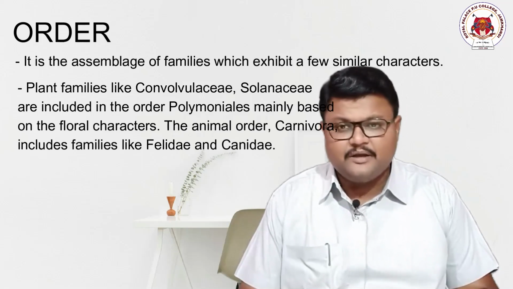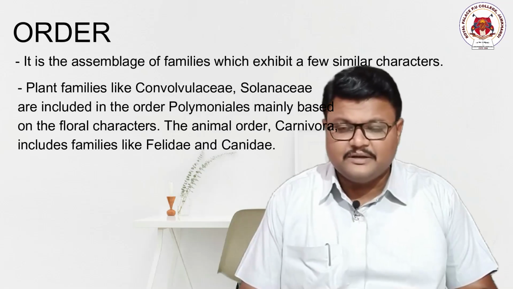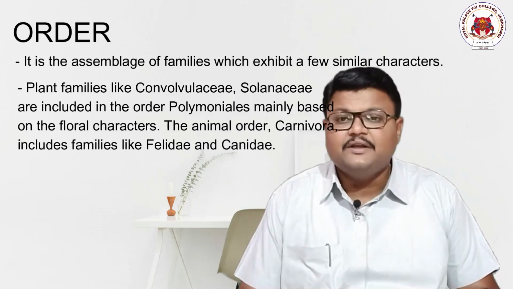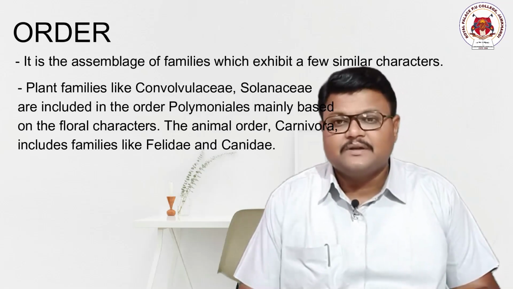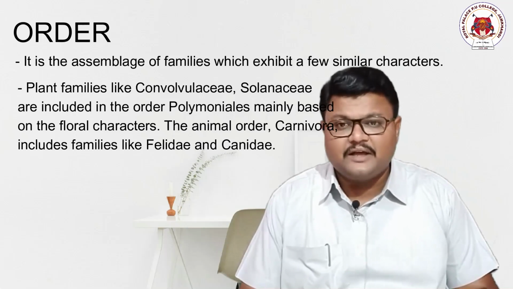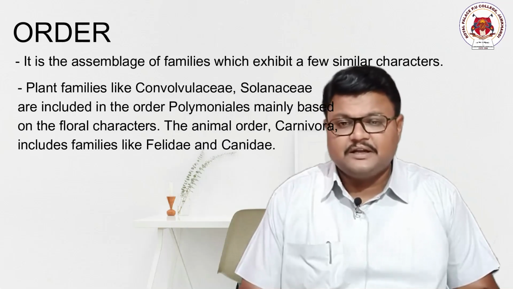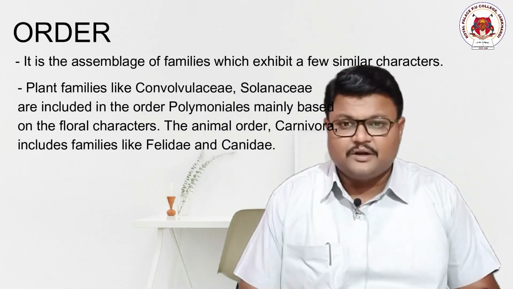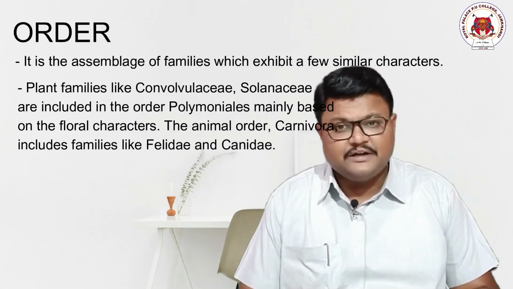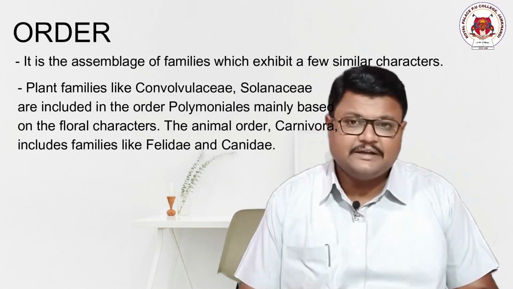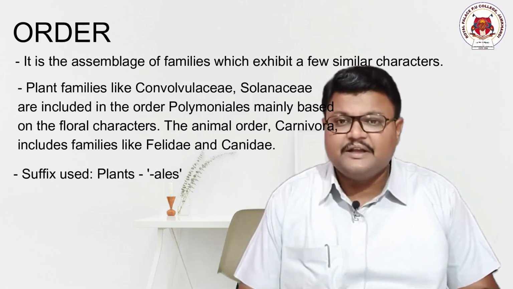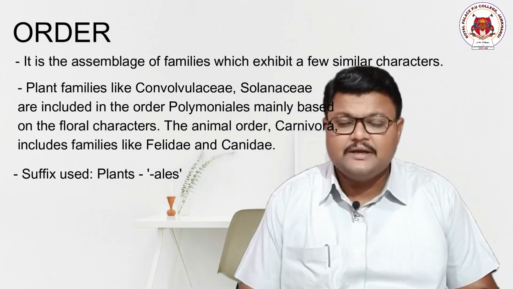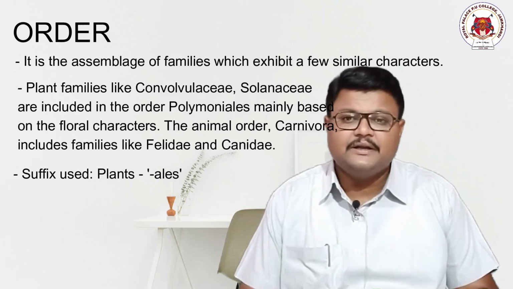At the same time, in my previous category of family, as I mentioned, the Felidae and Canidae families are added into an order called Carnivora. So it is a general arrangement of organisms here. Different organisms having different characteristics are placed into different categories of the taxonomic hierarchy. In case of plants, the order ends with ales, A-L-E-S, as the suffix, but in case of animals, we do not have that kind of a suffix used.